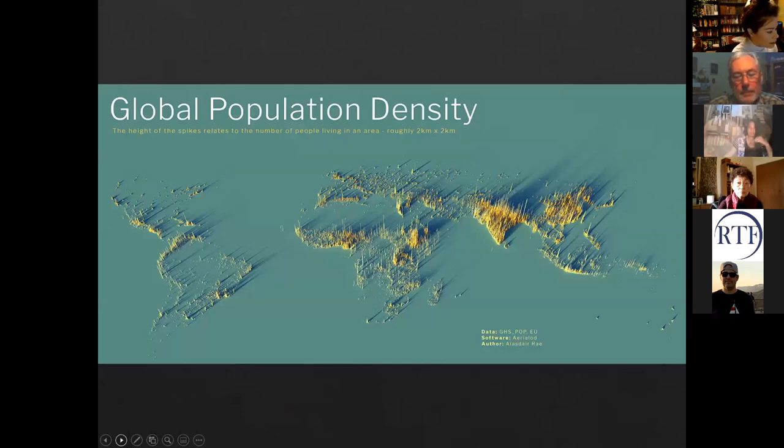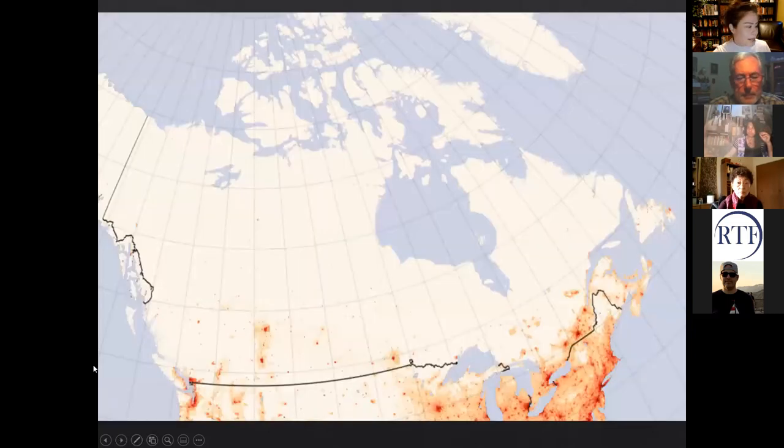So what does Canada's population density look like? And the US, even though the US has a lot more people, you can see from this map, it's not that striking either. This is Canada's population density right now. So what can I say? That's a lot of unused land.